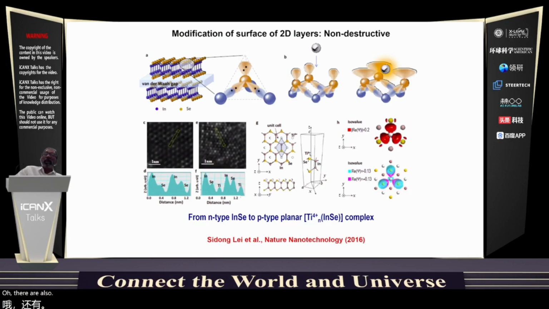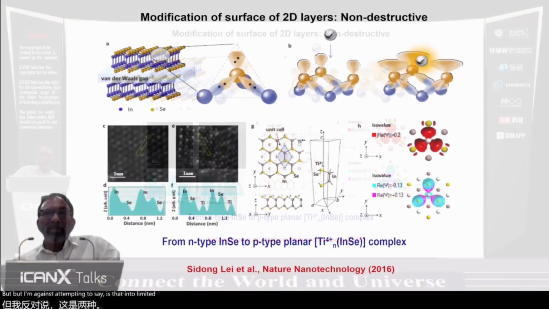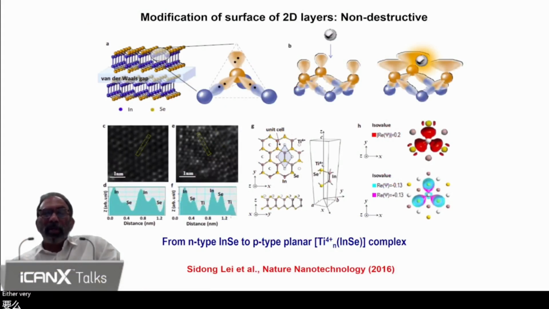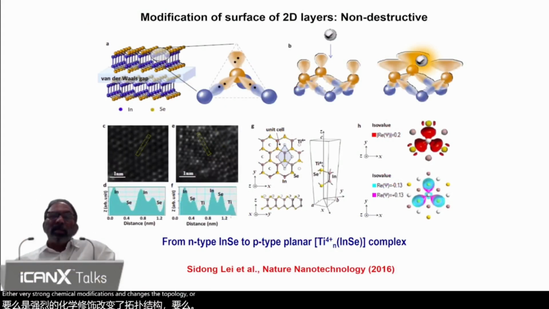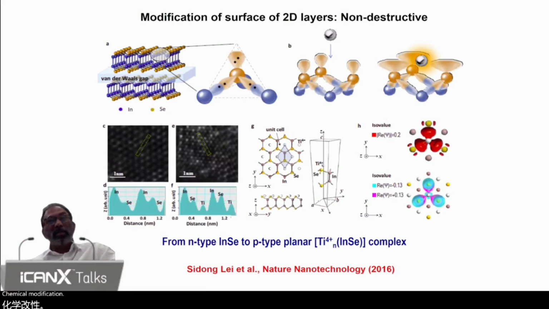Now, there are also ways of mild chemical modifications. This is a Lewis acid-base kind of approach where we were able to do surface complexation and change the electronic structure from N-type to P-type on some of the 2D materials. This particular example is for indium selenide. But what I'm again attempting to say is that in 2D materials, you can have either very strong chemical modifications, which change the topology, or mild chemical modification that keeps the topology as 2D.